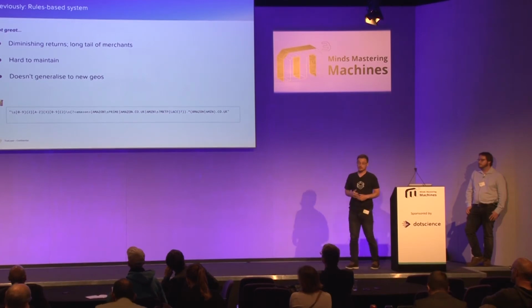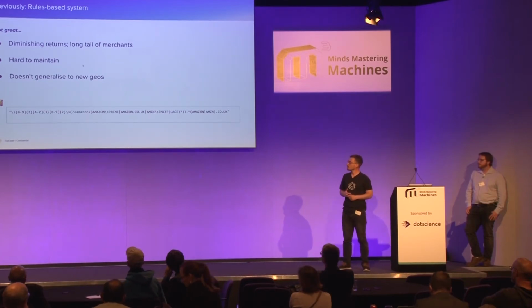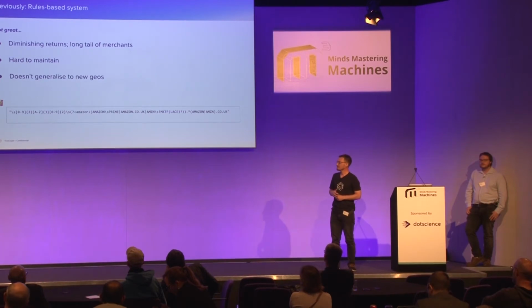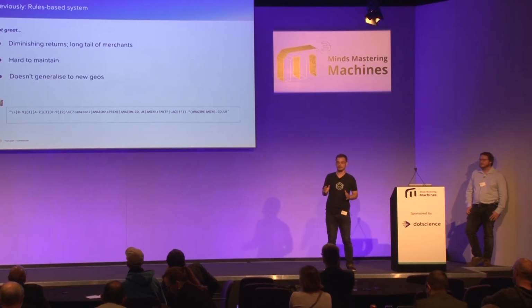So the data science team at TrueLayer, spawned last year, inherited a rules-based system for doing this, regexes. I won't go into the implementation details of our regex rules-based system. I'll spare you that. But it does work quite well. So we're able to classify around 75% of the transactions flowing through our system using only a rules-based system.